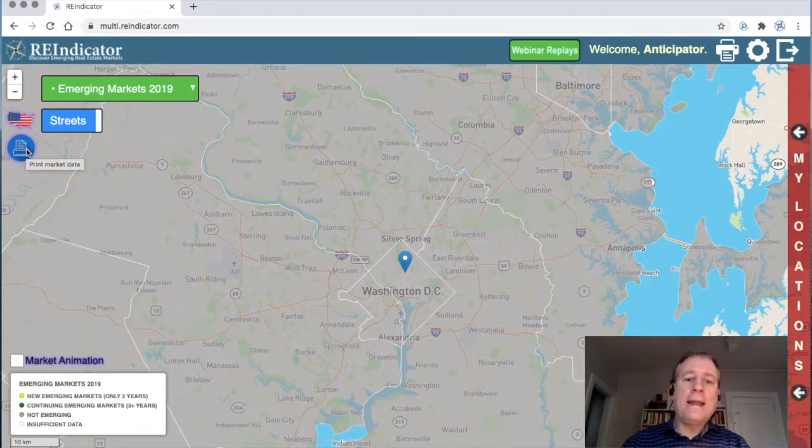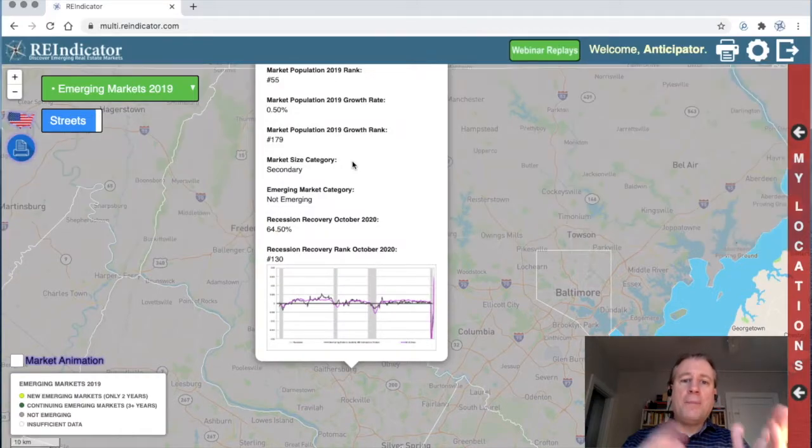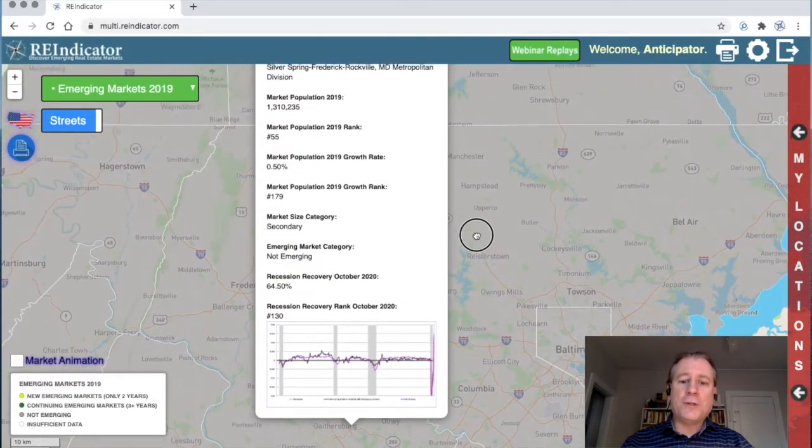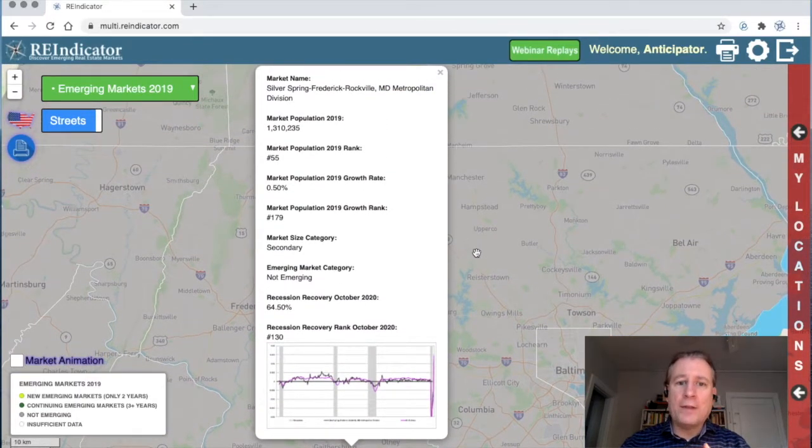If you click on any of these individual markets, for example, when I click up here, you can see a pop-up appears. And if I scroll my screen a little bit, we can see the name of the market at the top. This happens to be the Springfield, Frederick, Rockville market in the DC metropolitan area. We show you the population and the population rank for the current year that we have the most recent data.